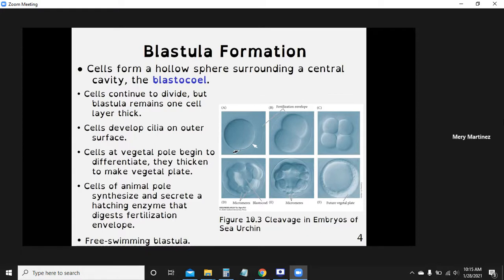This rapid and invariant cell cleavage goes through the 9th and 10th cell division, which can vary depending on the species. Cells develop cilia.